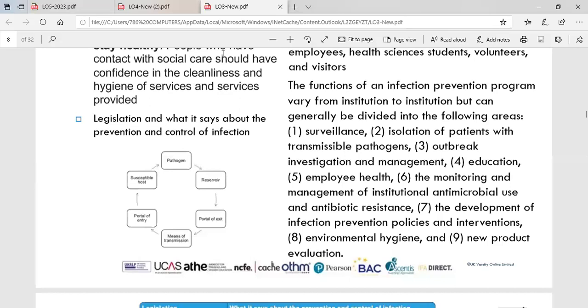Employee health is very important. Why is it important, employee health? Can anyone tell? Can you rephrase that question, please? Yeah, employee health. Why is employee health important? Why is it mentioned in an infection prevention program? Because it enhances the productivity of any organization.